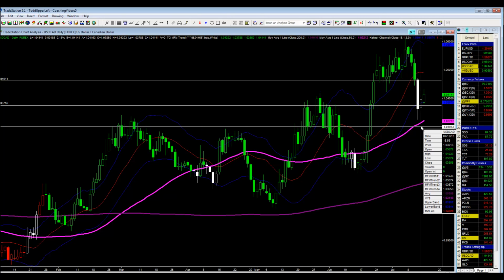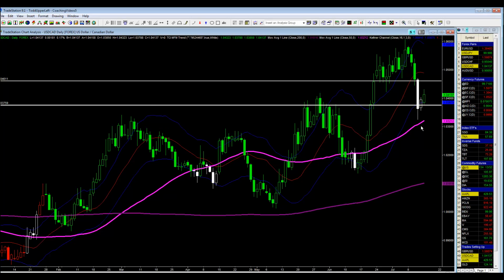So this is where we went long this morning, as it took out the high of Friday. Friday's high was 1.0403. We went long at 1.0407. So we're long at 104.07, and we're trading at 104.13 now.